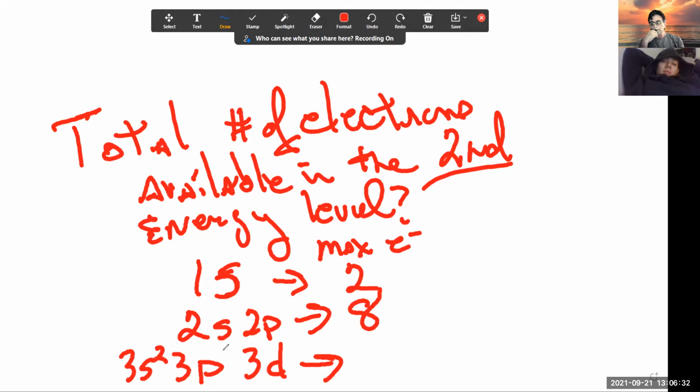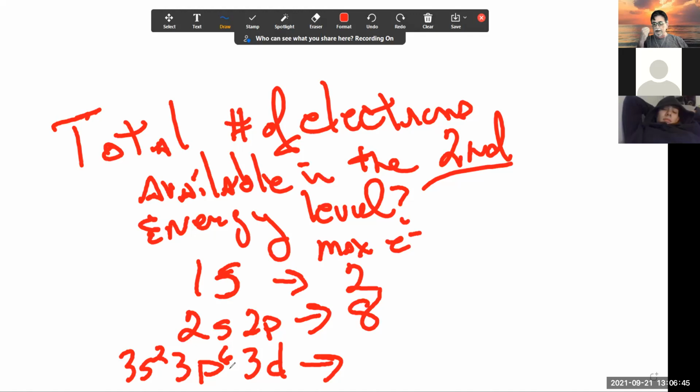2 for the S, 6 for the P. What is the maximum number of electrons that the D orbit can handle? If you forget, where can you find that information without having to dig through your notes? Is it 10? You got it, 10. Because remember the columns I said in the center had 10 columns. Think of those as the D electrons. 10 columns. Exactly, Jennifer, it is 10.